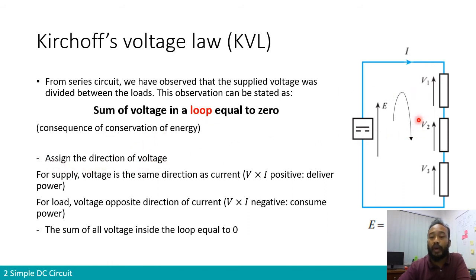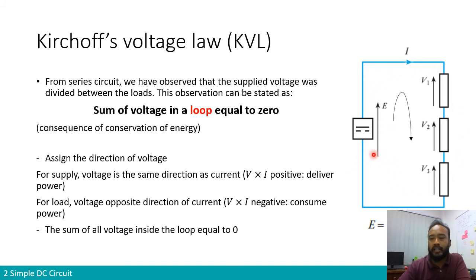So the first step is to assign the direction. You need to draw arrows across the components, the loads, and the power supply inside your loop. So first identify a loop, and then identify the direction of the voltages or potential difference. Okay, and then you go around the loop. You select a certain direction, let's say the direction of the current, and you go through the path of the current and add up all the voltages.